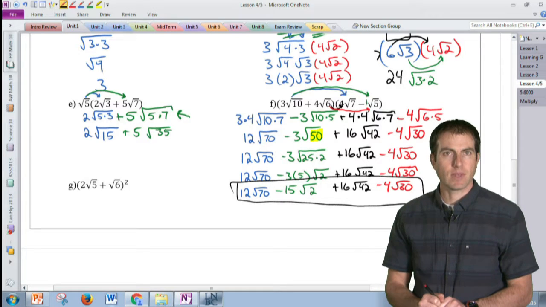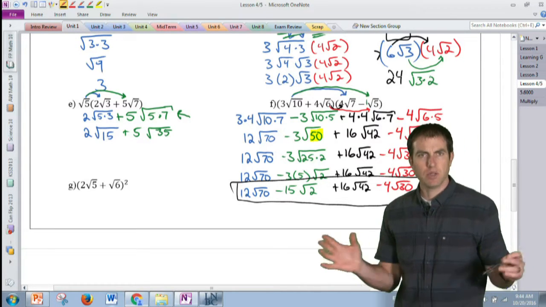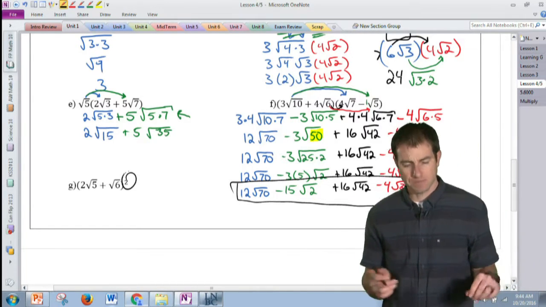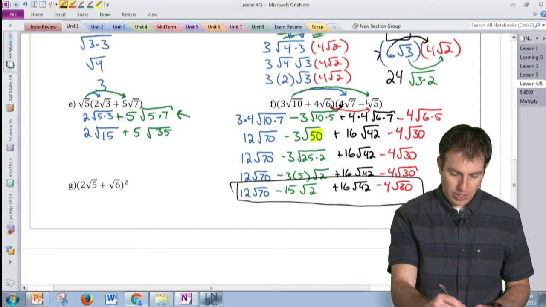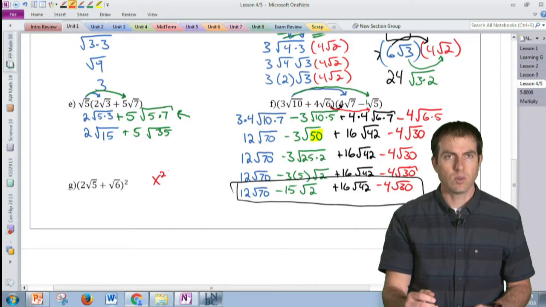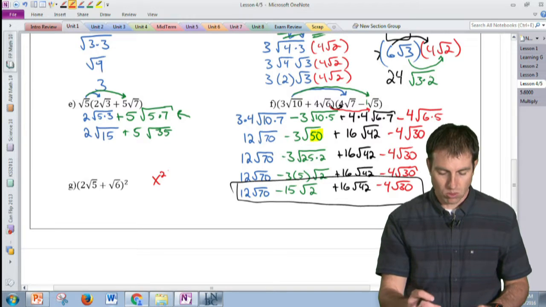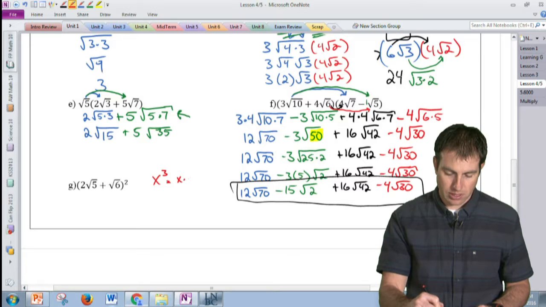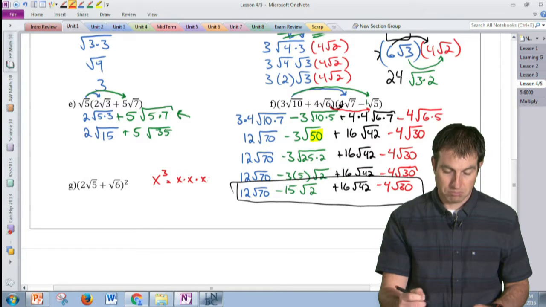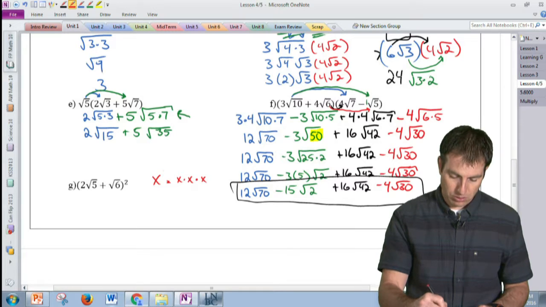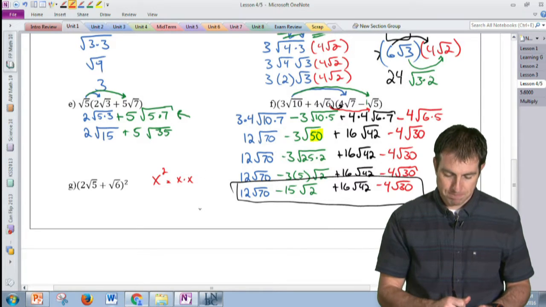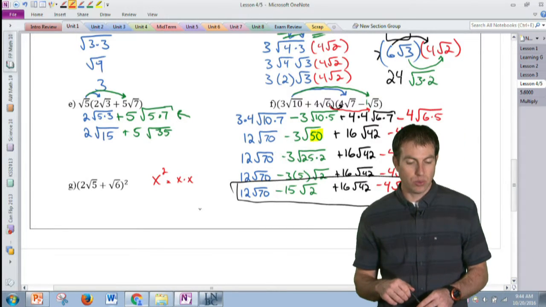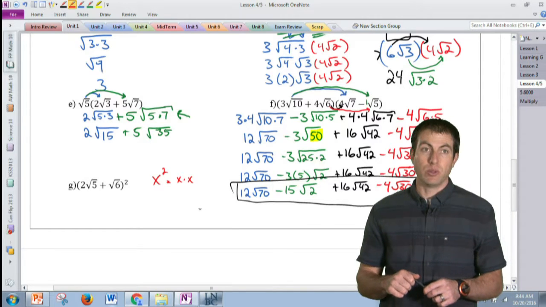All right, letter G. It looks like nothing we've encountered before. There's this squared outside of the brackets, and you think, oh no, what do I do? Well, let's just stop for a second. If I had something like x squared, what does that really mean? Or if I had something like even x cubed, that just means x times x times x. If I had x squared, that would just be 2 x's, x times x. All right, so keeping that in mind, what do you think this 2 root 5 plus root 6 squared is going to look like?